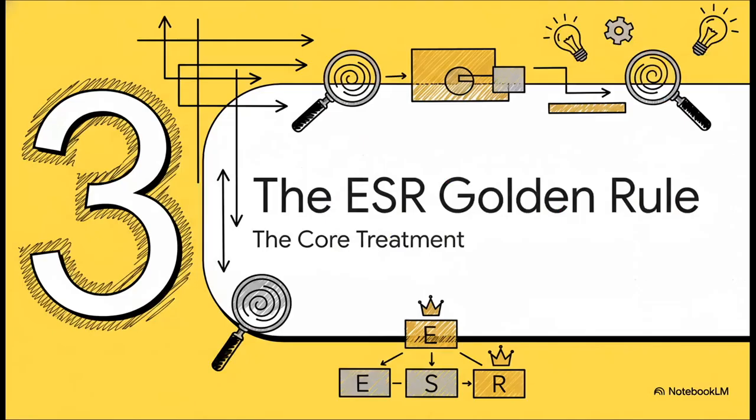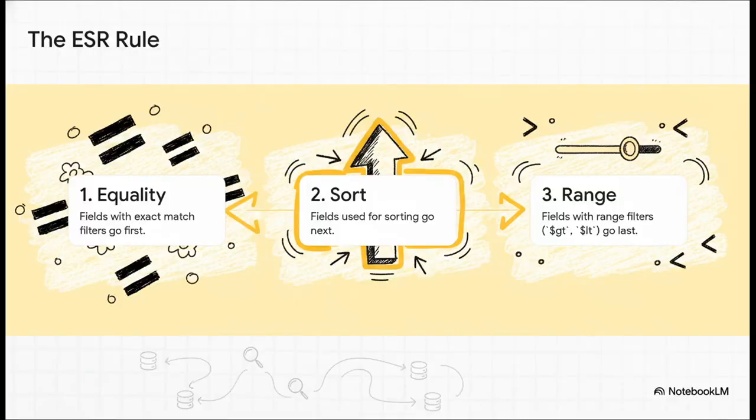It's incredible. So now we get to the ESR golden rule, which is really the core treatment for slow queries. We know we need indexes, that part's clear, but how do we build the right one? Especially when our query is filtering on multiple fields. Well, the answer is what I think is the single most important concept in all of MongoDB indexing, the ESR golden rule. Okay, so when you're creating what's called a compound index, that's an index with more than one field, the order of those fields is everything. I can't stress that enough.